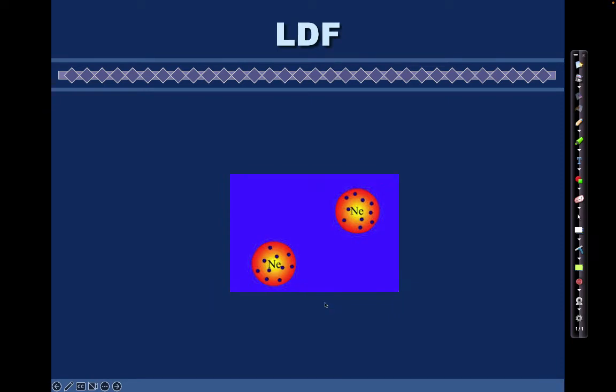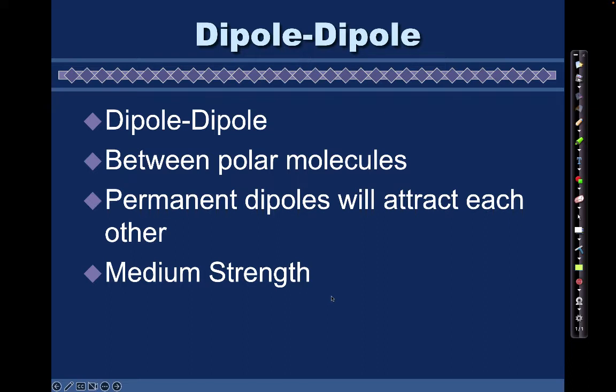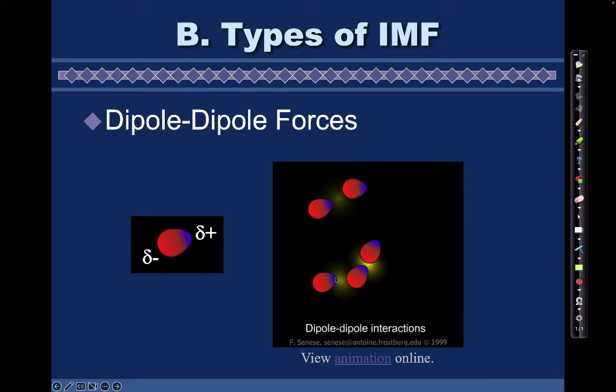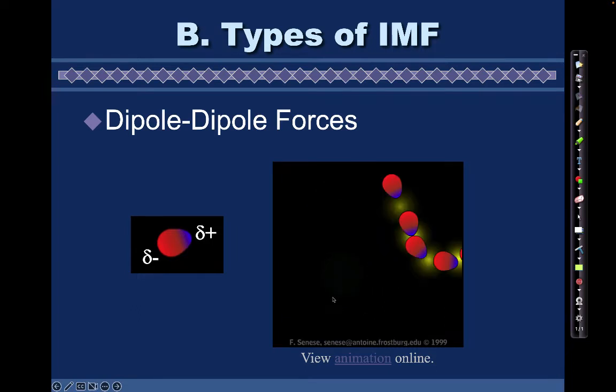Okay, so dipole-dipole happens when you have polar molecules. So these are permanent dipoles. The permanent dipoles attract each other, and it's going to be stronger than LDF because it's a permanent dipole and not a temporary one. Remember, in a polar molecule you've got a partial positive and a partial negative region. So the partial positive is attracted to the partial negative of another molecule, so they stick together.